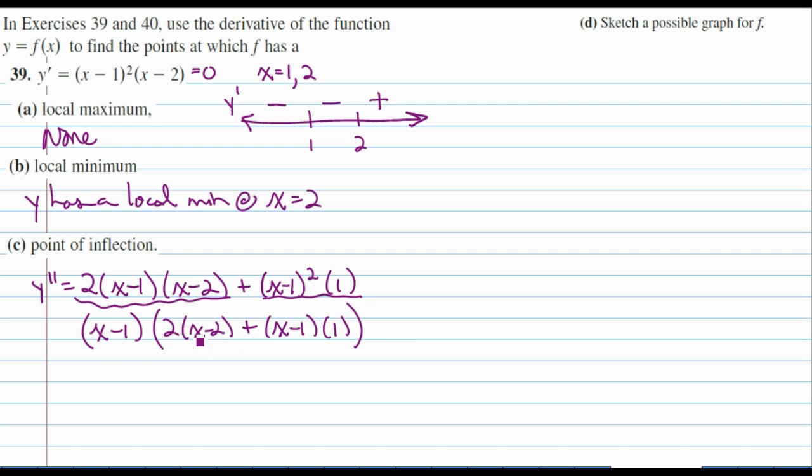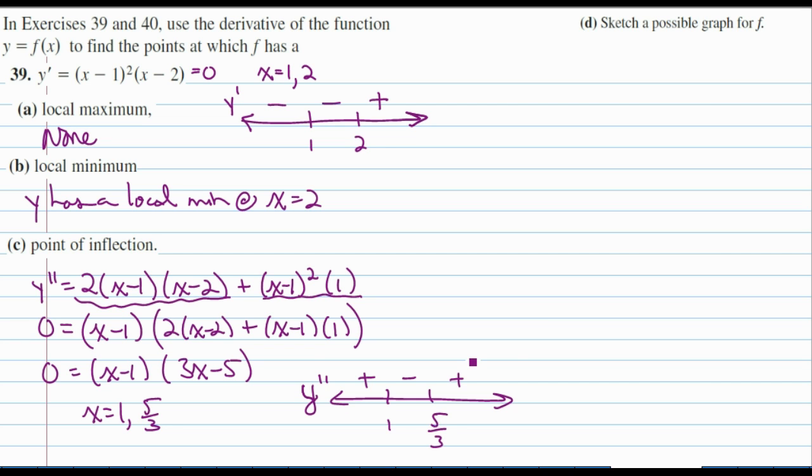So I'll simplify that inside of the parentheses, and I get that the critical values here are 1 and 5/3, so I'm going to test those on a number line. So my inflection points are both at 1 and 5/3 because the concavity changes in y at both those spots. Now with our two number line tests here, first derivative test and kind of second derivative test, we can sketch a possible graph for f pretty easily, even though we aren't looking at the graph as we saw in the last example.